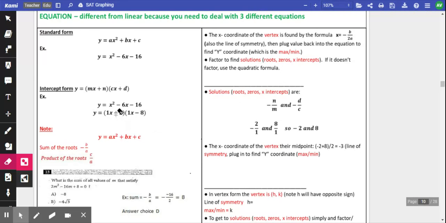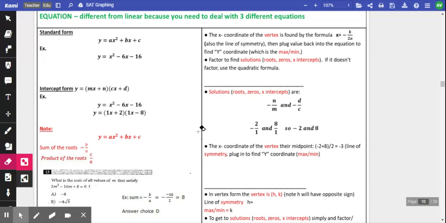So for instance, if you're given y equals x squared minus 6x minus 16, to factor this, you would look for 2 numbers that multiply to negative 16 and add up to negative 6: negative 8 and 2. Negative 8 times 2 is negative 16, and negative 8 plus 2 is negative 6. This is exactly how your answer would be.